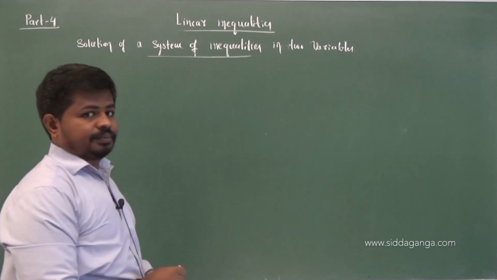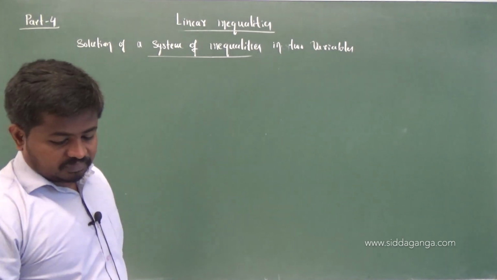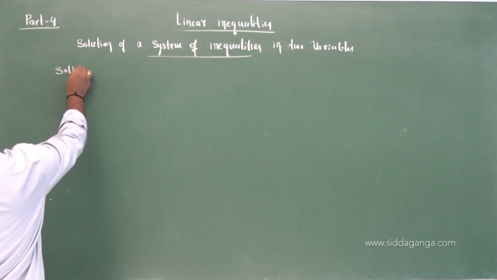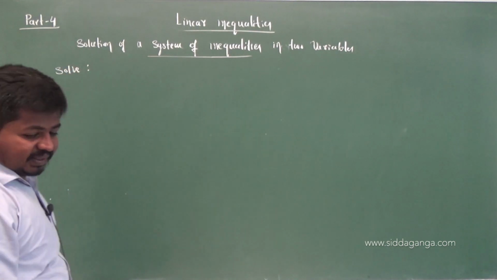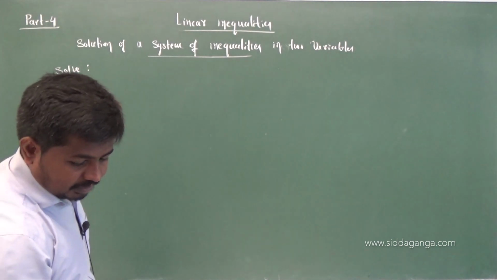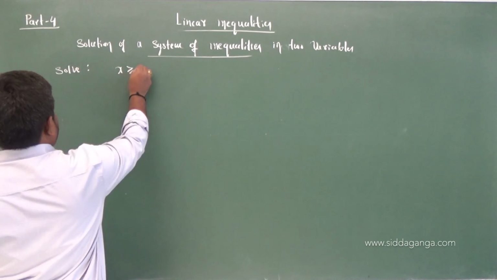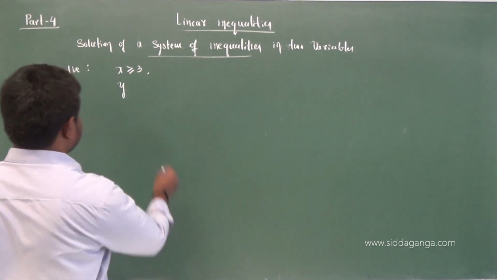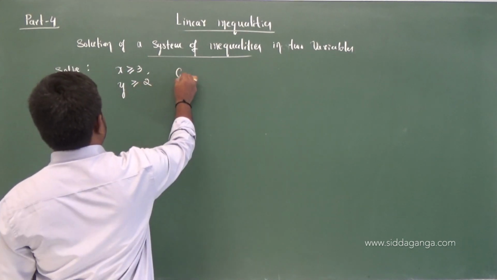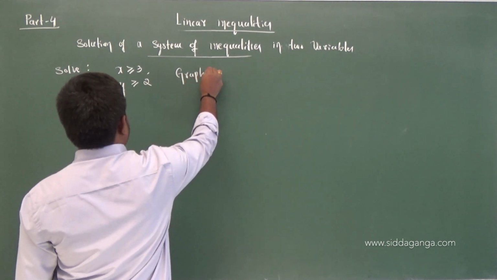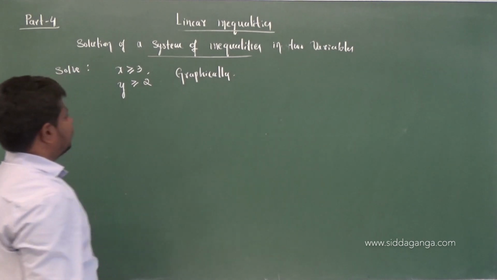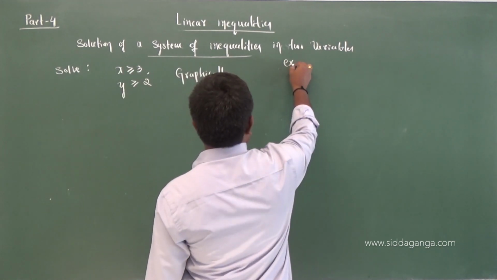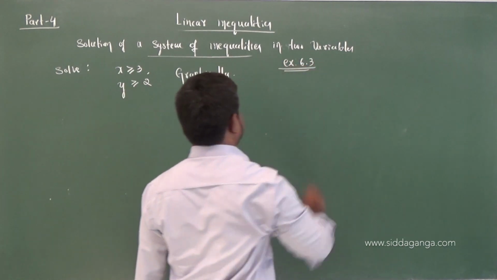In 2 variables. For example, solve the following system of inequalities: x is greater than or equal to 3 and y is greater than or equal to 2, graphically. This is the first question from Exercise 6.3. Exercise 6.3. Very simple, students.